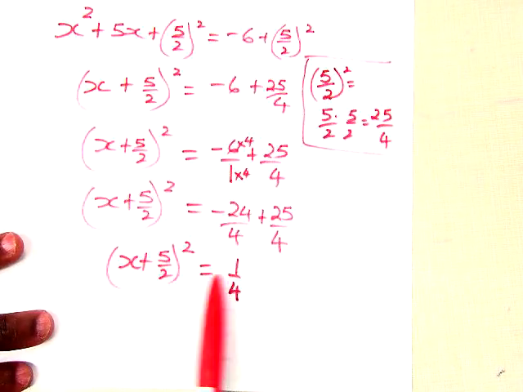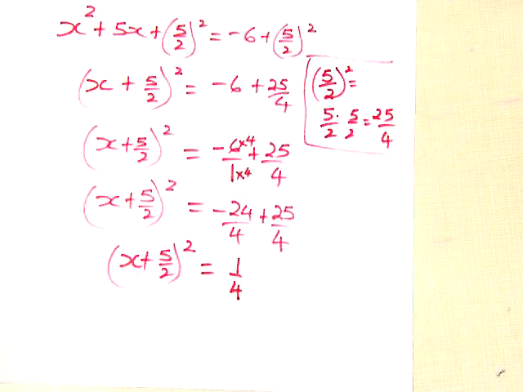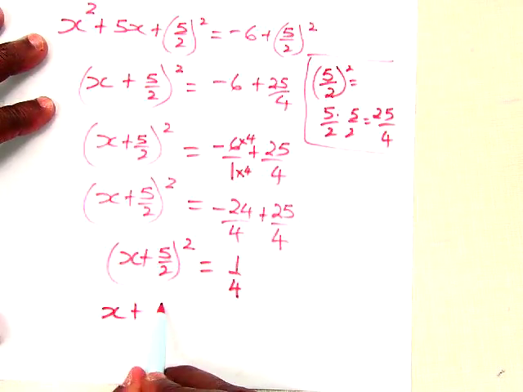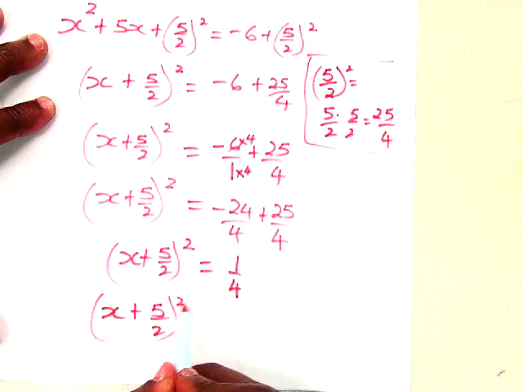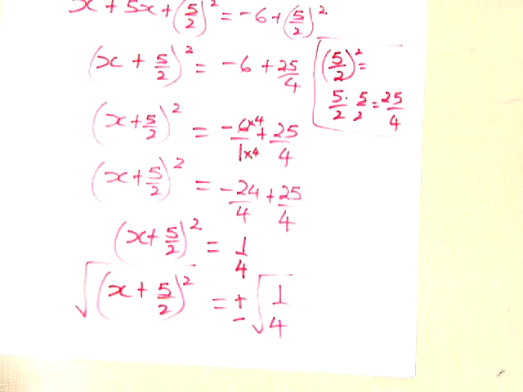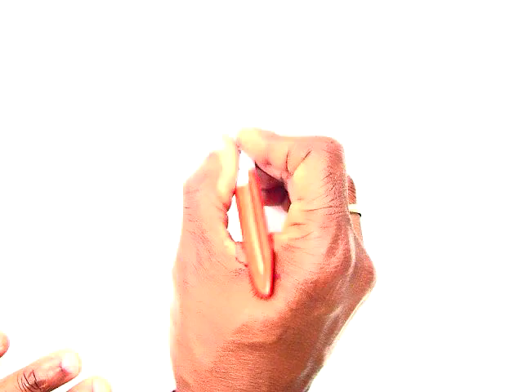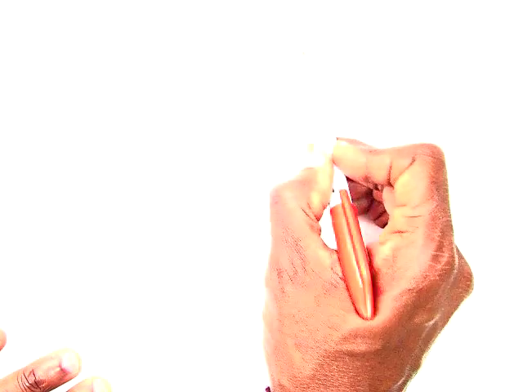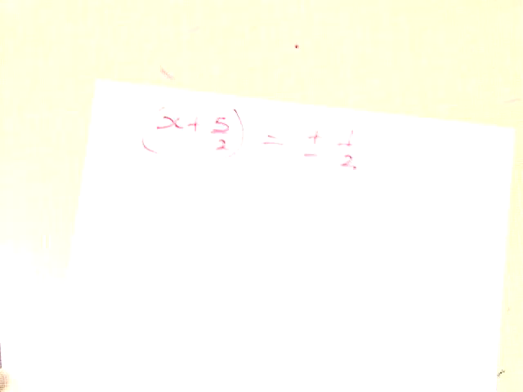So now that I have it as a binomial squared equals 1/4, my next step is to find the square root of both sides. So that's x plus 5 over 2 all squared, square root, and I want the square root of 1/4, and I want the two roots as well, plus or minus. The square root of 1/4 is 1/2. So let's just write that as x plus 5 over 2 is equal to plus or minus 1/2.